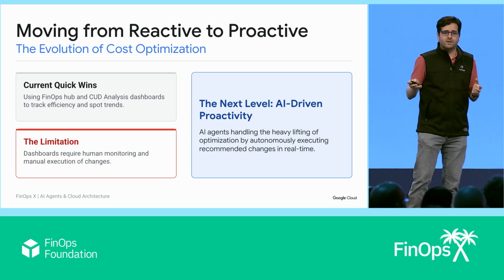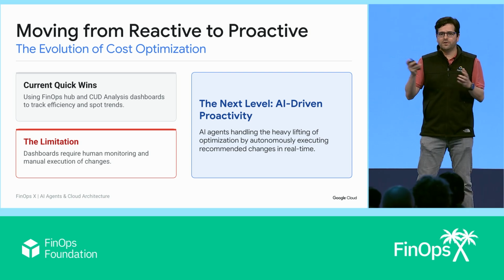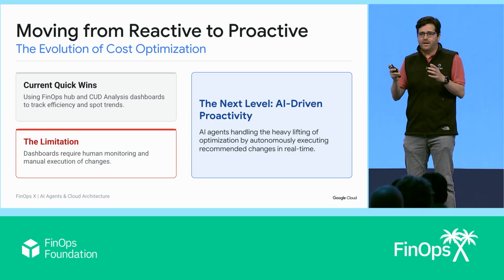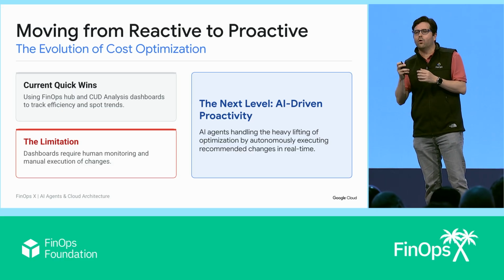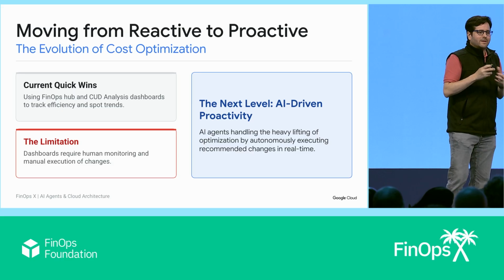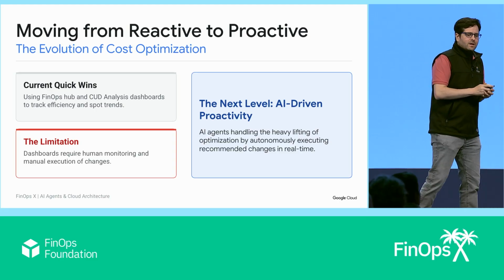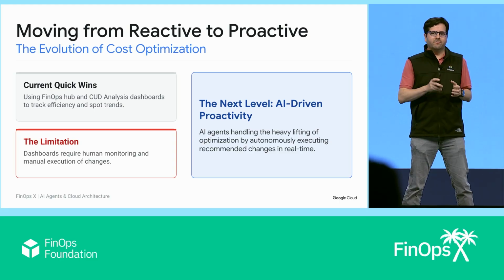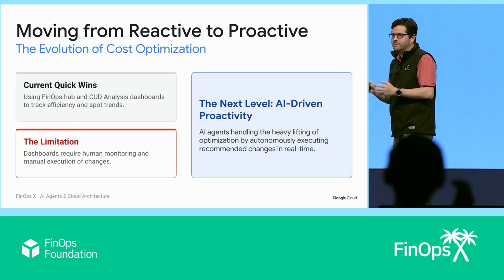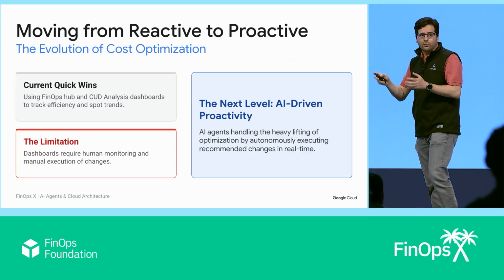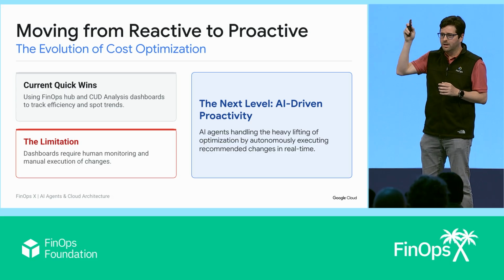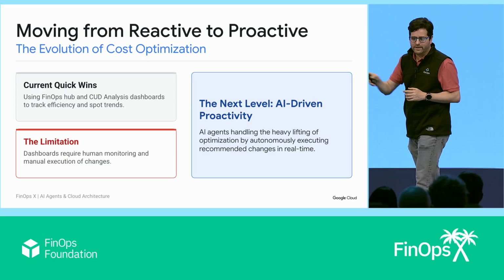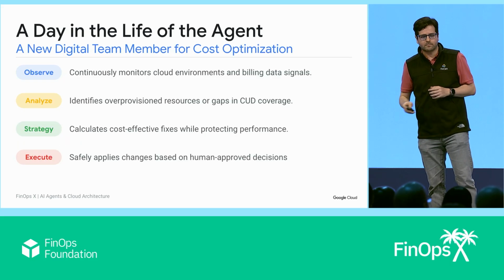But what's the limitation? The limitation is all of you. You have other things to do. You have finite time to do cost optimization, and you need to be going to that dashboard. That's how it works today. But the next level is having AI-driven productivity, where AI agents can do the heavy lifting. They can do that optimization autonomously by analyzing, identifying the fix, and doing that optimization in real time.